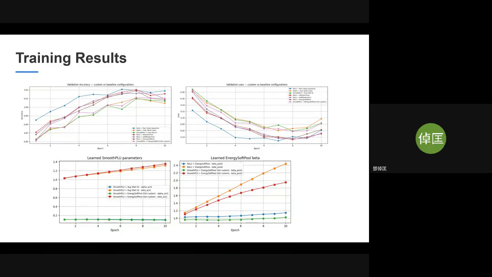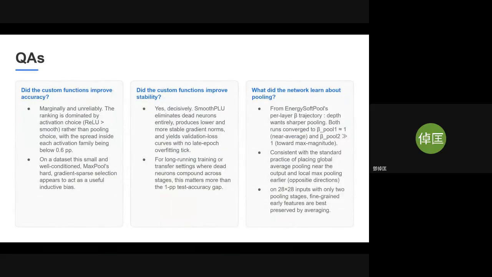All right, so next line. The final interpretation of the results is that in terms of accuracy, the custom functions do not provide a consistent improvement. Performance is largely dominated by the choice of activation function, with ReLU remaining the strongest baseline on this data set. However, in terms of stability, the improvements are clear. Smooth PLU eliminates dead neurons entirely, reduces gradient magnitude, and produces smoother training behavior.